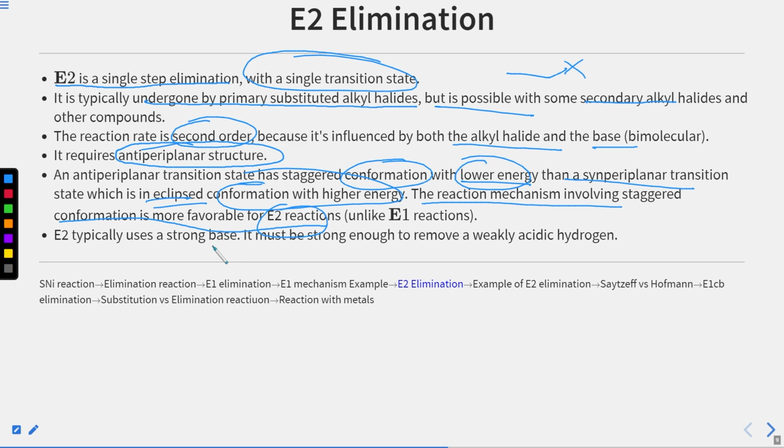Now, E2 elimination uses a stronger base. Why? Because I have told you just now that this E2 elimination is dependent both upon the concentration of your substrate and reagent. Our reagent is the base, so it will depend upon the strength of the base also. It will be strong enough to remove a weakly acidic hydrogen. So these are all the characteristics of your E2 elimination.